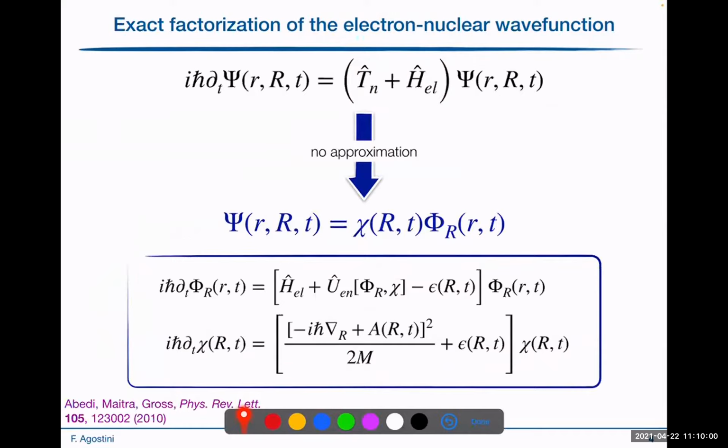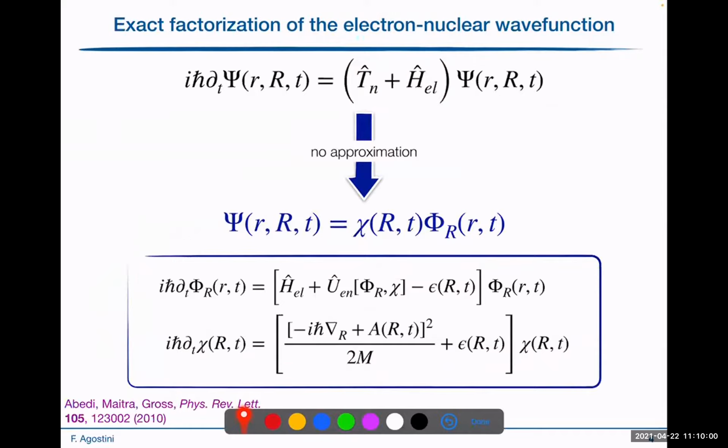The nuclear part depends on the nuclear positions and on time. It's a proper nuclear wave function because, as I will show you in a second, it evolves according to a time-dependent Schrödinger equation. Instead, the electronic term is not really a wave function. It has this weird parametric dependence on the nuclear configurations, but it depends on electronic positions and on time. When you plug this product into the time-dependent Schrödinger equation, you obtain these two evolution equations.